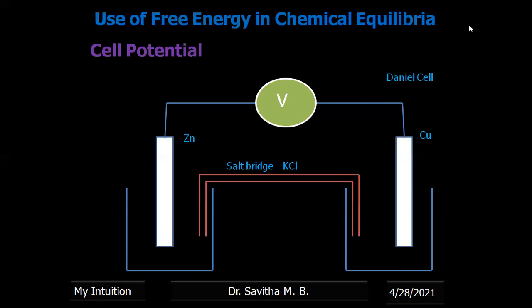I am just referring to that to explain the cell reactions. So the zinc is dipped in an electrolyte and the copper is dipped in its own electrolyte, that is copper sulfate, and both are connected through a salt bridge. Now the electrons flow from anode to cathode. So the direction of the electrons is from anode to cathode.